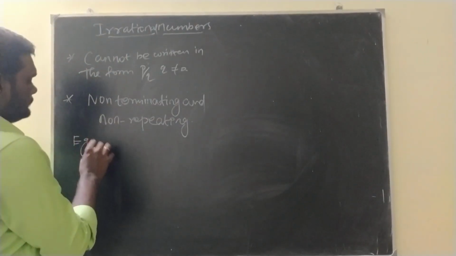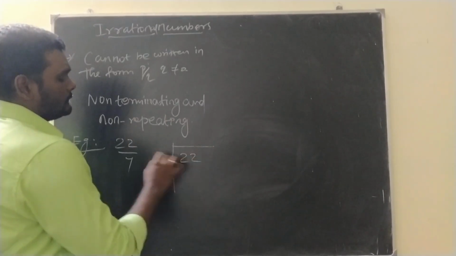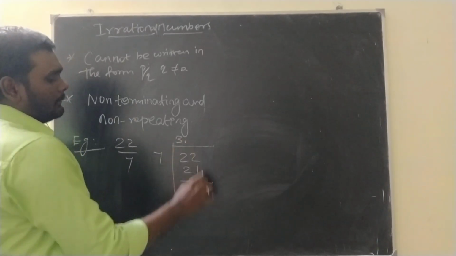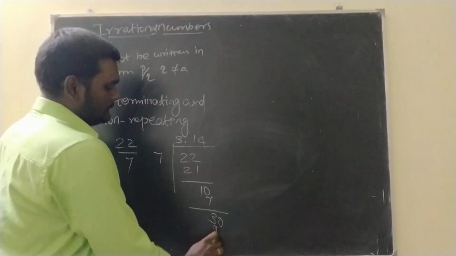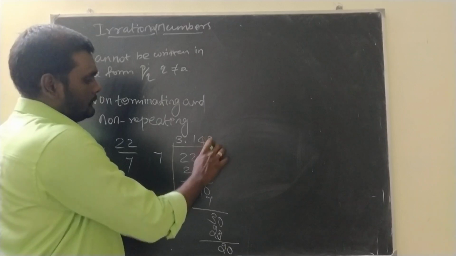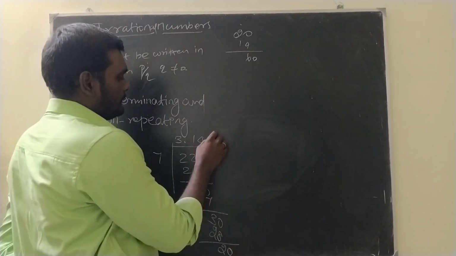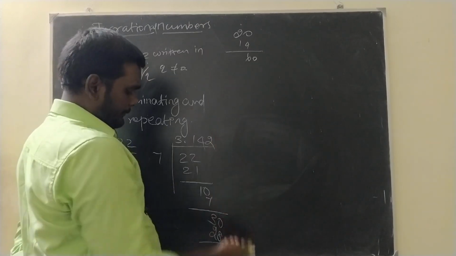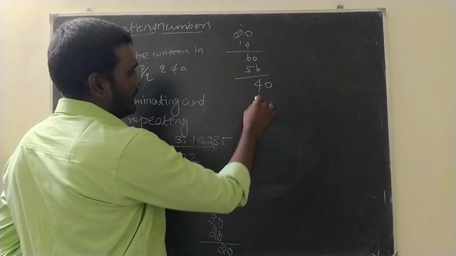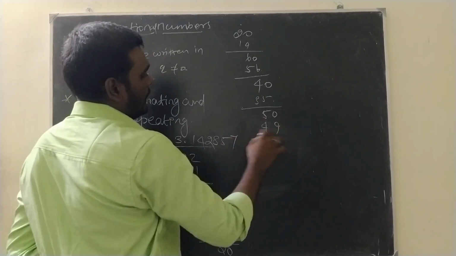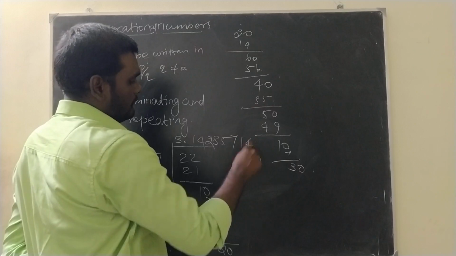For example, you take the division 22 by 7. If you take 22 by 7, what will you get? 3 sevens are 21, carry over 1, decimal, 0, 1 times 7 is 7, and then remainder 3, again 10, 4 sevens are 28, 2, again 10, 2 times 14, then 6, again 10, 8 times 56, 4, again 10, 5 times 35, 5, again 10, 7 times 49, again 10, 1 time 7, then 3, again 10, repeating.